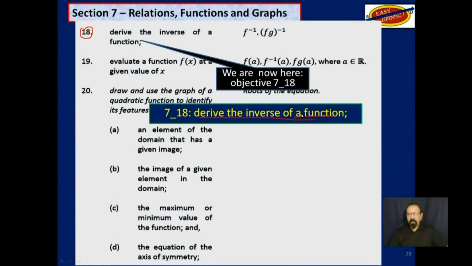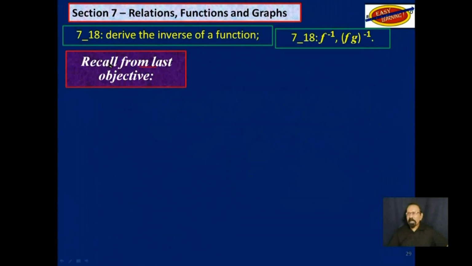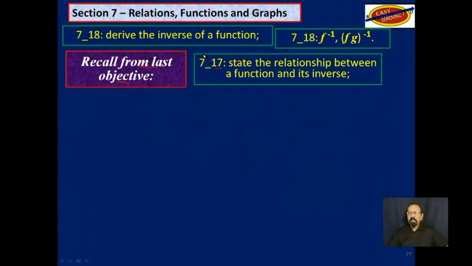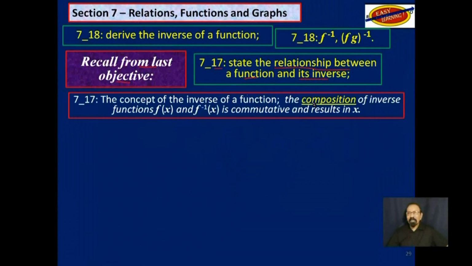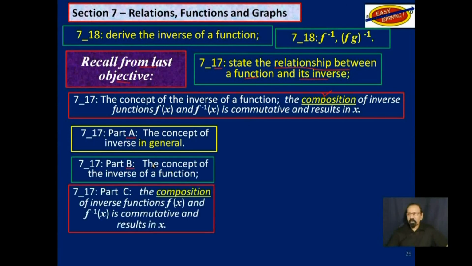Now that is familiar ground. We have done that before. And the explanation given here is inverse of f and the inverse of fg, composite function. We have done both of these. This is mainly review. Recall from the last objective, which was objective 17, where you had to state the relationship between a function and its inverse. And then it talks a little about composition of functions. And we divided that video into 3 parts, as you see here.